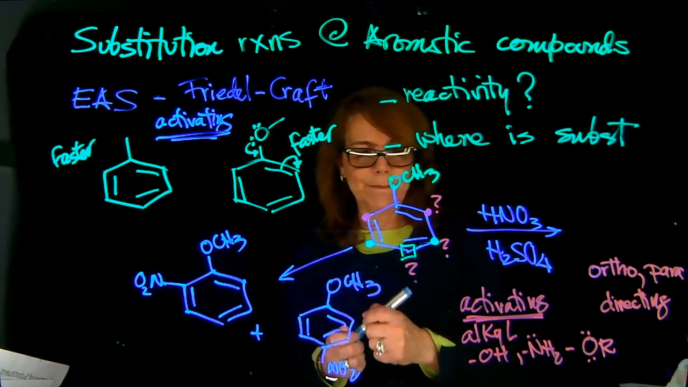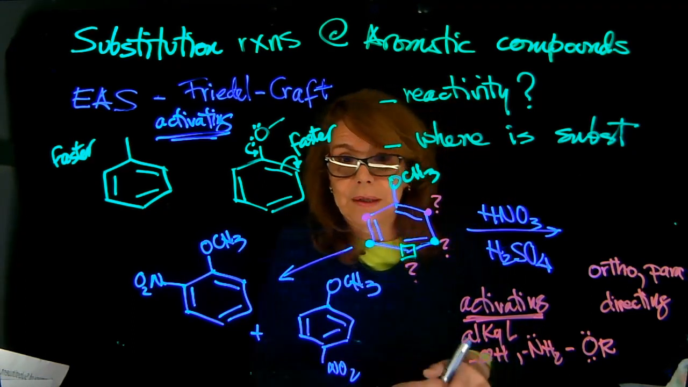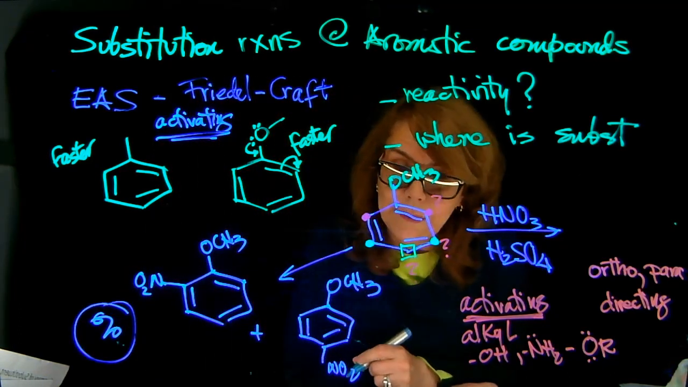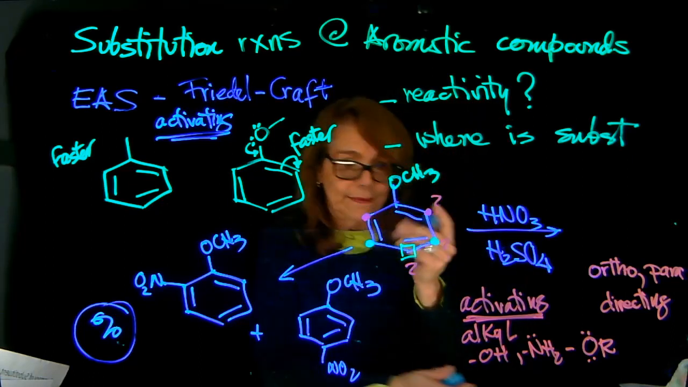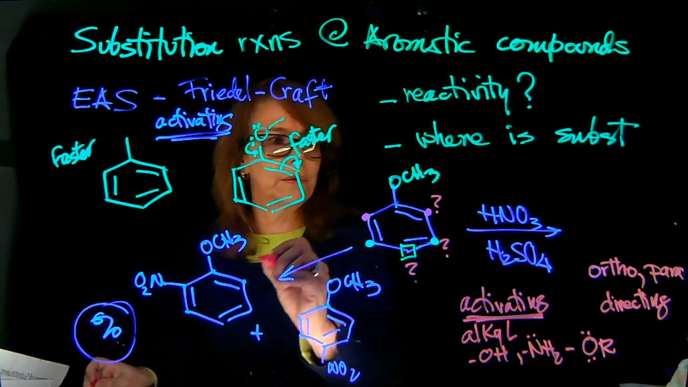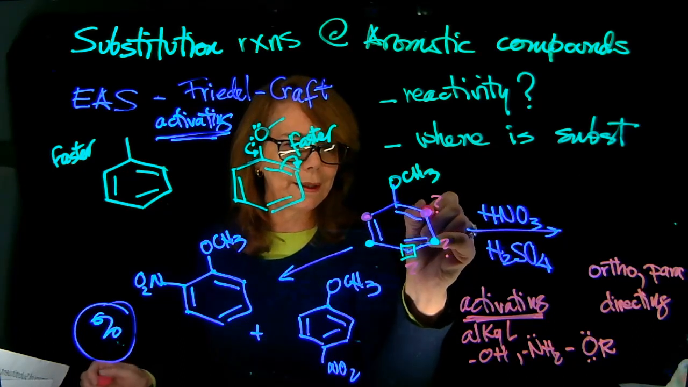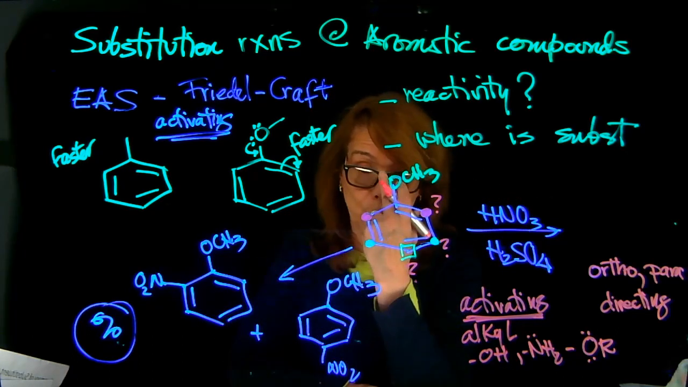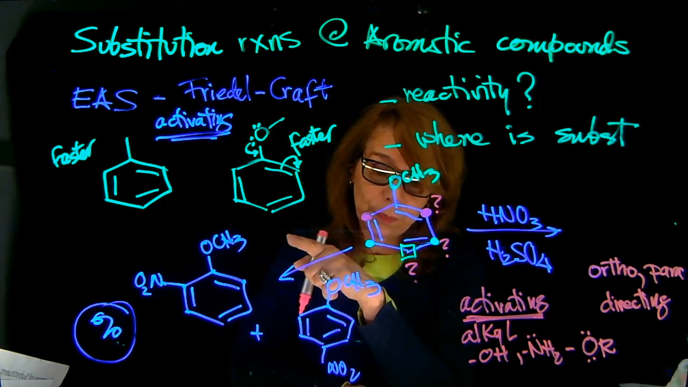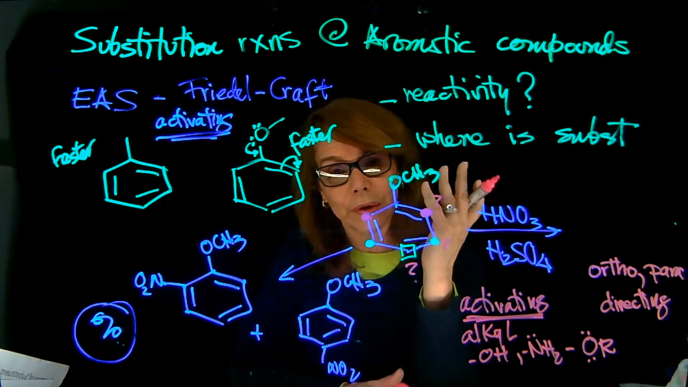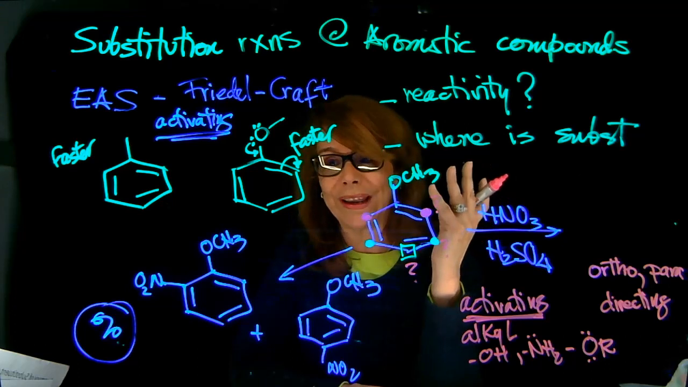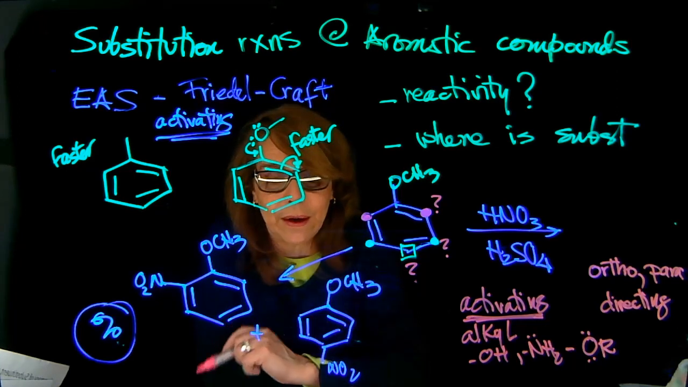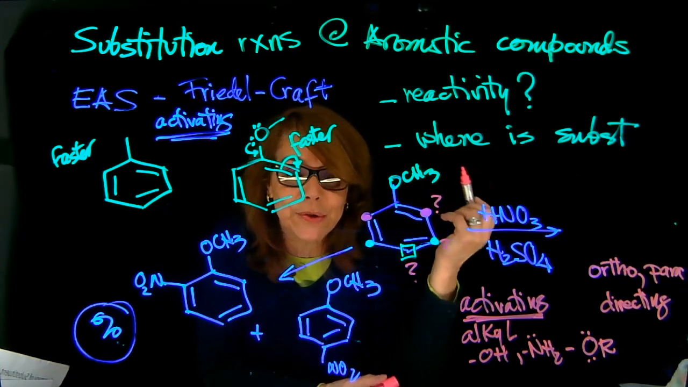There are other considerations if we want to predict how much of each of the products we get. In that case, statistically you have two ortho positions, the ones here in pink, and one para. So statistically speaking, you can predict to have more of the ortho product than of the para. But some other considerations need to be made, particularly when we have a large group here. When there is steric hindrance, then the para product will be favorable. We'll be doing problems on that.